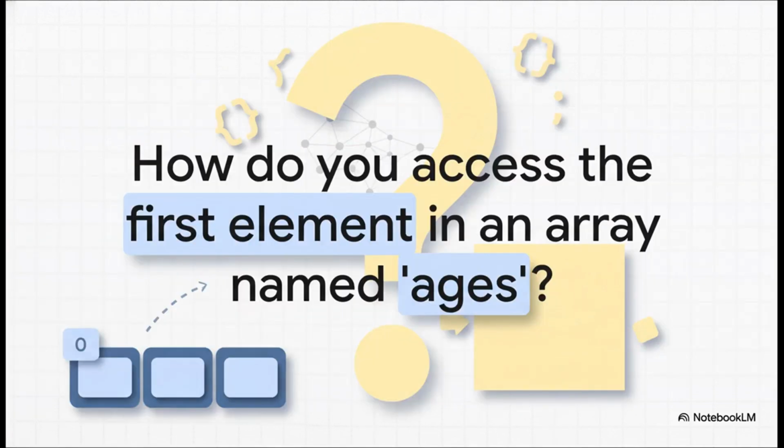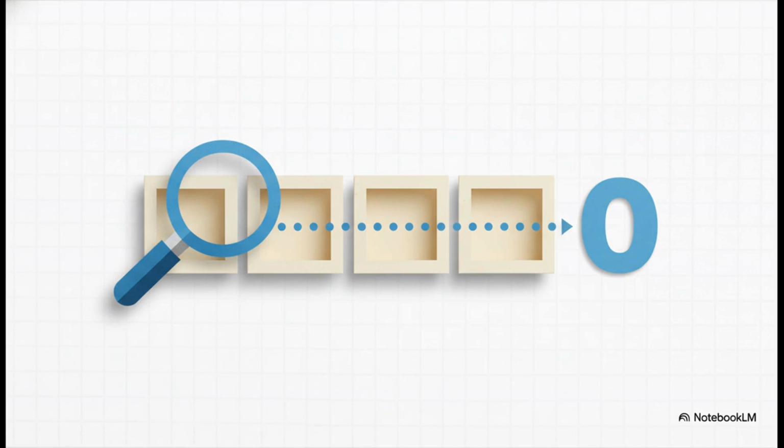So keeping that in mind, if you have an array called ages, how would you get to that very first element? You got it. You use the name of the array, and you follow it with the index number inside square brackets. And since we always start at 0, the very first item is always at index 0.